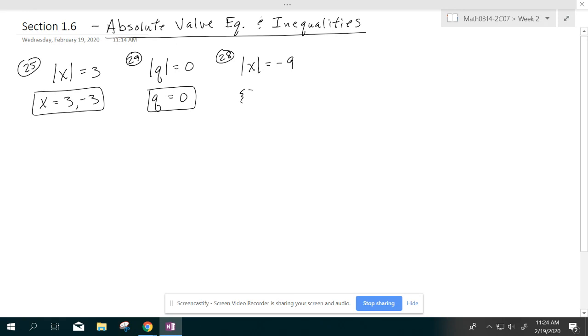You can say that. What symbols are those? Braces. And remember, braces indicate a set. And what is the set of answers? Well, there's no answer. So we call that the empty set. It's the set of nothing. There's no answer. Or you can say this. And that is the symbol for no solution, okay?